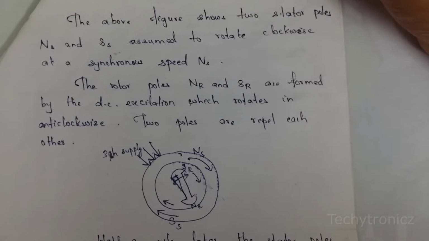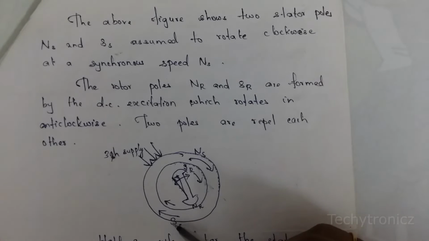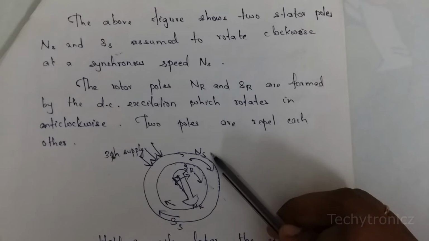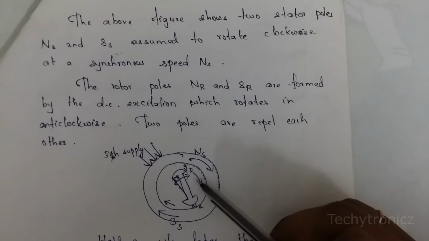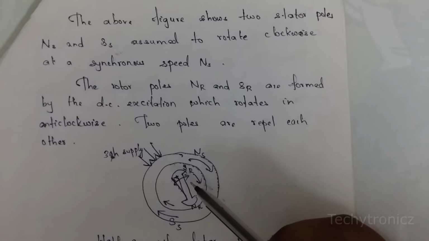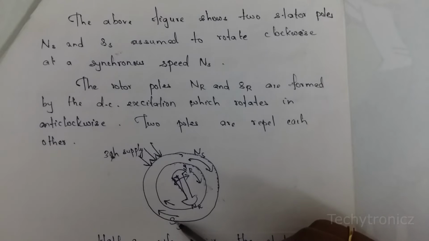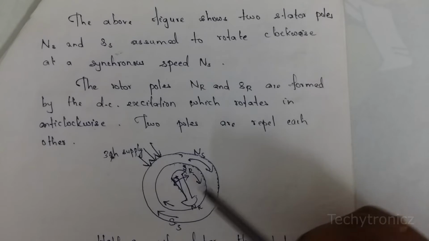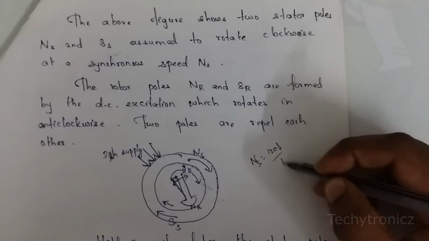Here, as usual, we have a stator and rotor. The stator has magnetic poles and the rotor also has its own magnetic poles. The stator poles, N s and S s, are assumed to rotate in the clockwise direction at a particular synchronous speed, that is, Ns equal to 120 F by P.